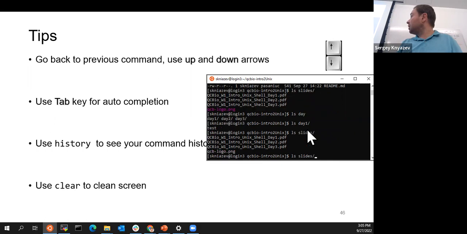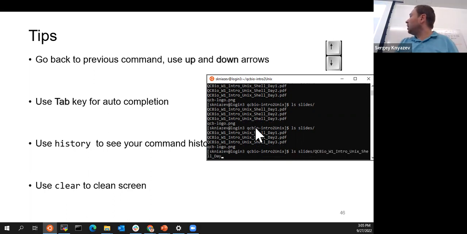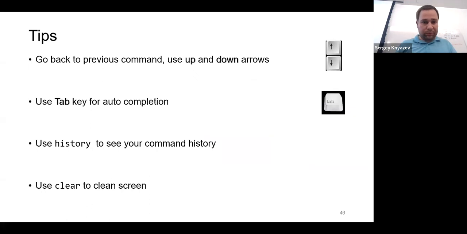Try to go to slides, and try to list some PDF file. You see, it doesn't resolve, but it gives me the options for resolution. I put the first capital Q, and after pressing the tab, I don't need to type this very long string, because I can do it by using autocompletion. Okay, let's see next.